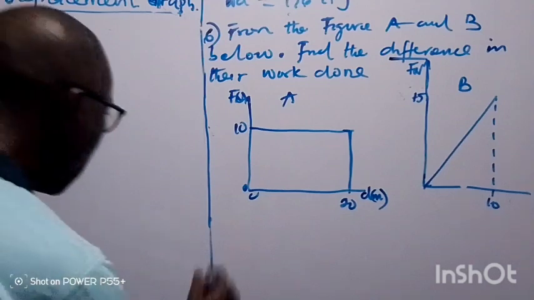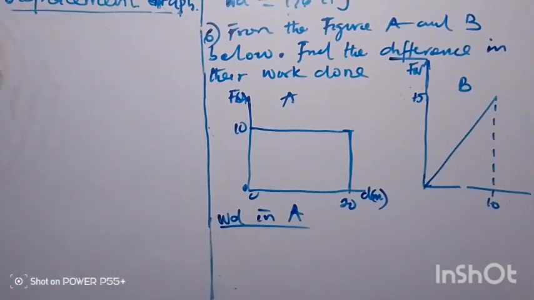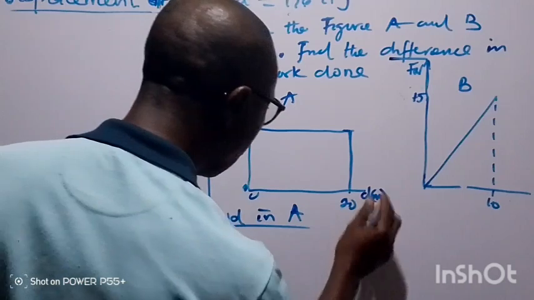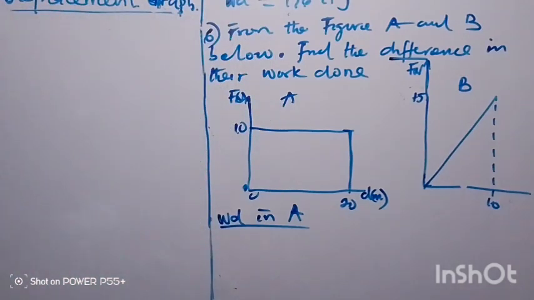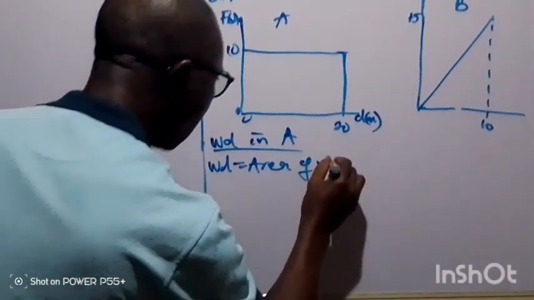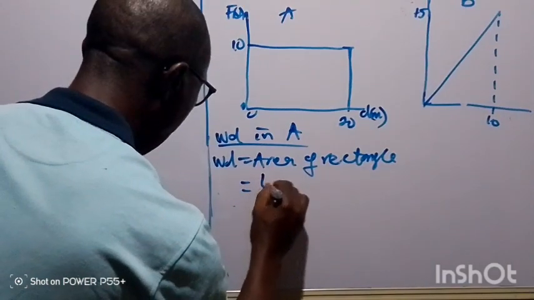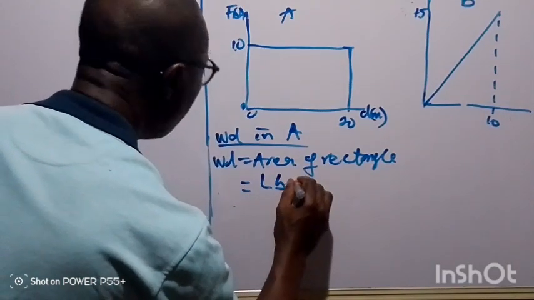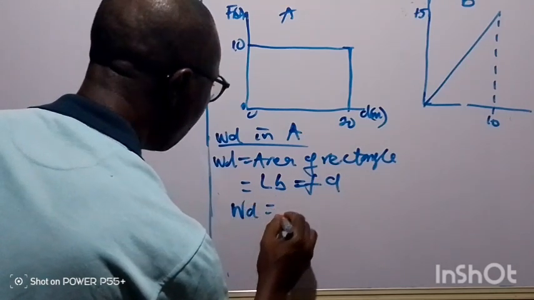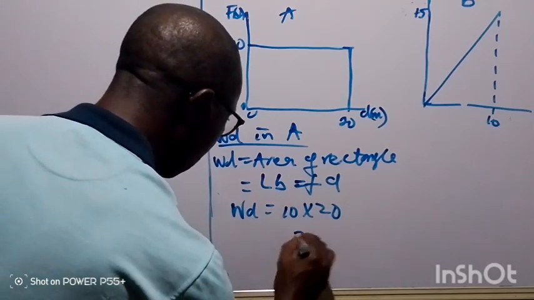So let us calculate the work done in A. If you look at this A now, from here to here, this is 10 as force. From here to here, this is 20 as displacement. It means work done is equal to the area of a rectangle, and that will give us length times breadth according to the shape, that will be F times D. So work done equals 10 multiplied by 20, which gives us 200 joules.